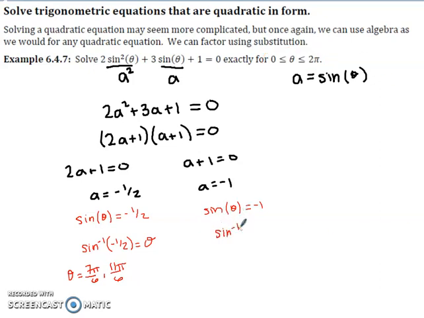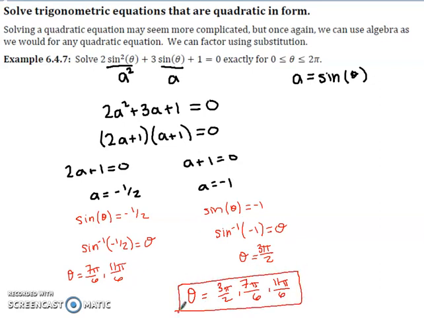Inverse sine of negative 1 is only going to occur at one place on my unit circle, and that would be at 3 pi over 2. So in this example, I've got 3 solutions for theta: 3 pi over 2, 7 pi over 6, and 11 pi over 6. And again, we have these 3 values because we are told specifically to look for all solutions on 0 to 2 pi.